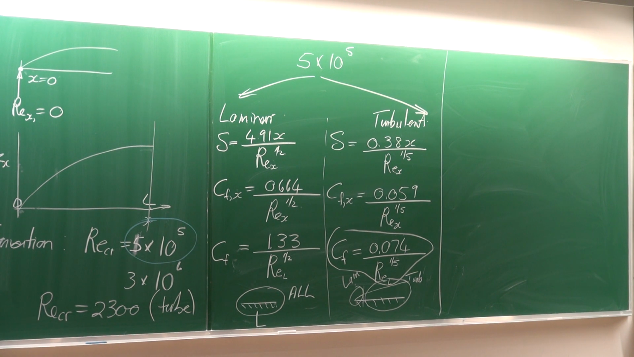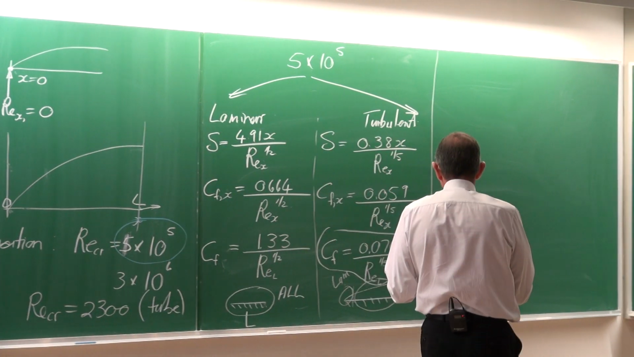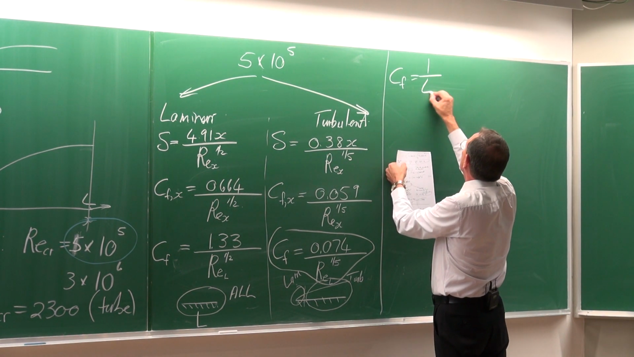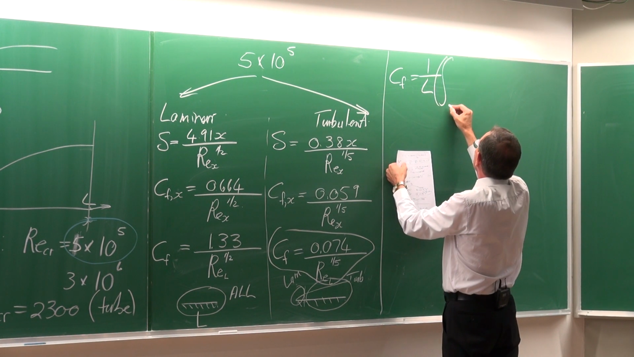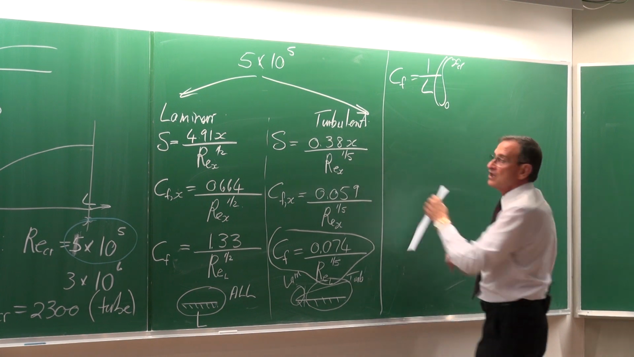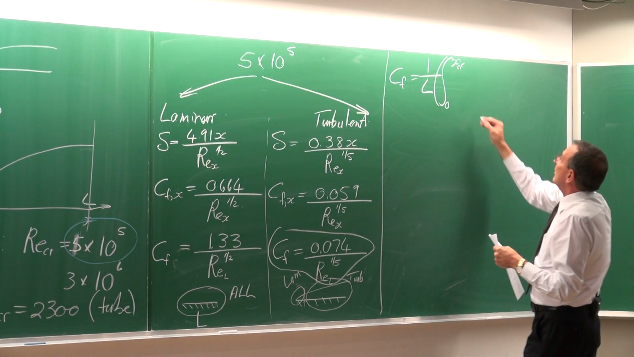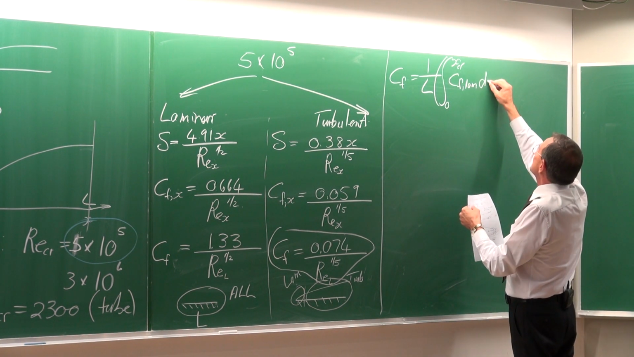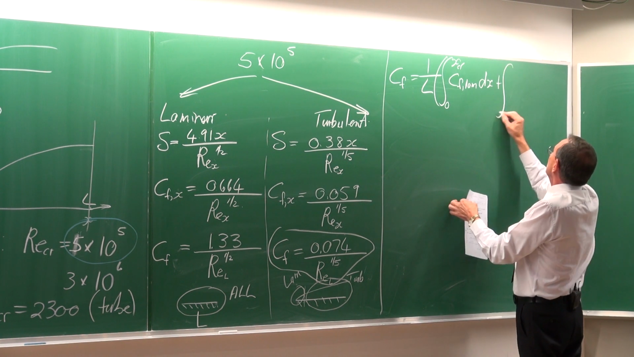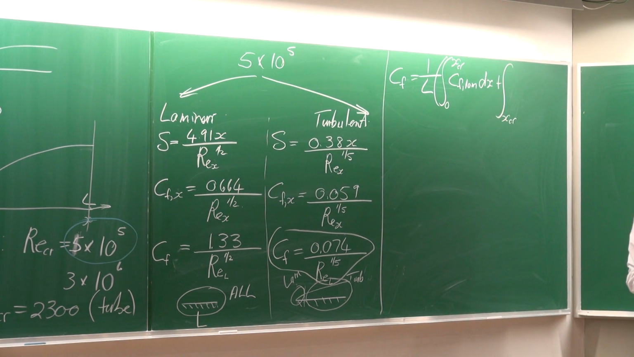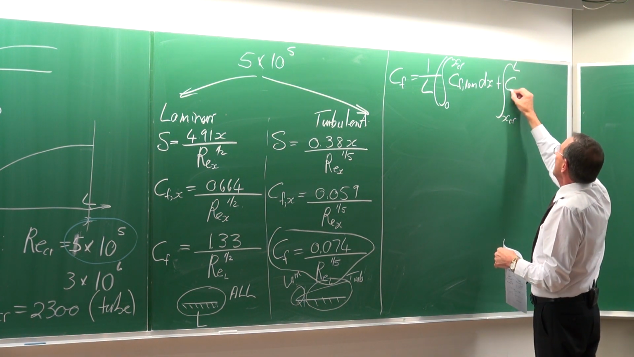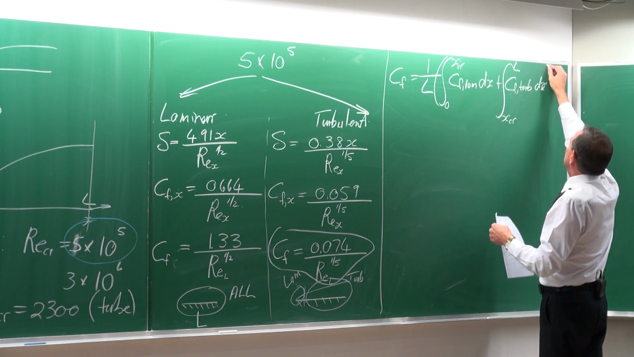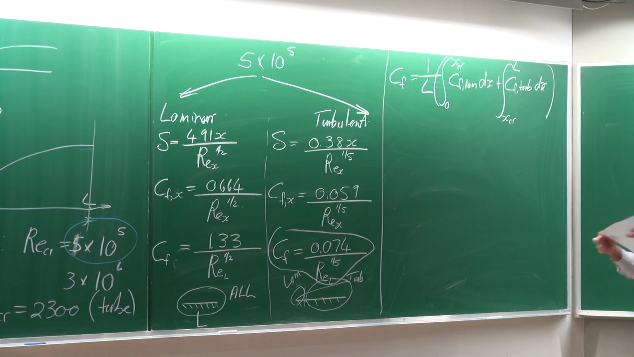Now we can take into consideration the first part and the second part, typically by saying that CF is now equal to the integration from 0 to the critical distance of CF of the laminar part dx, plus the integration from the critical length up to the total length L of CF of the turbulent part dx, and we would divide everything by the length.